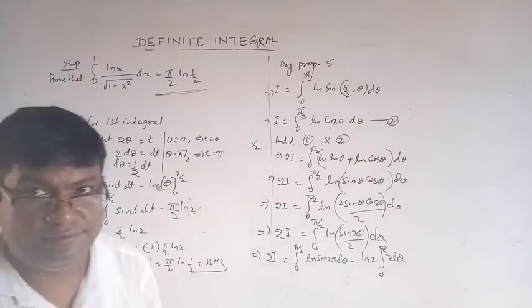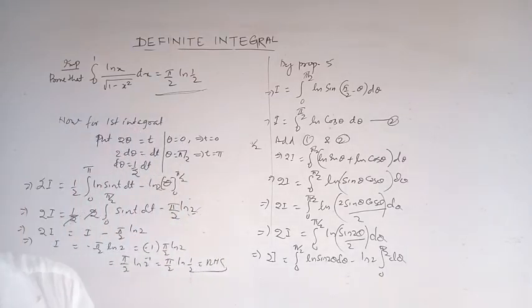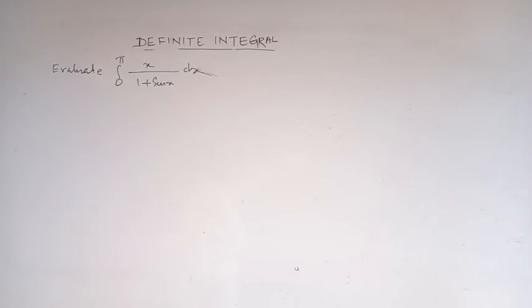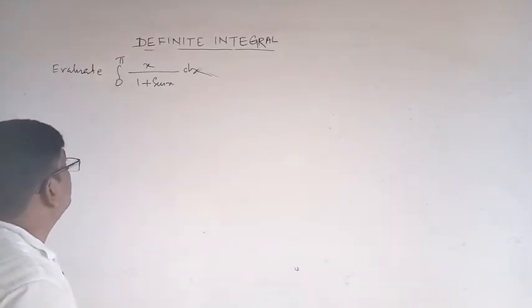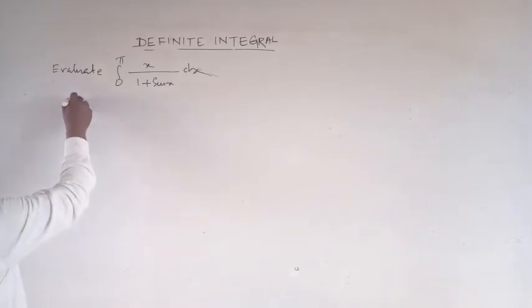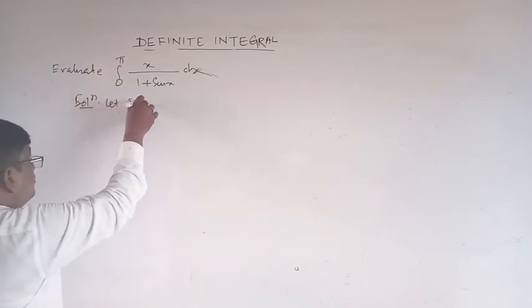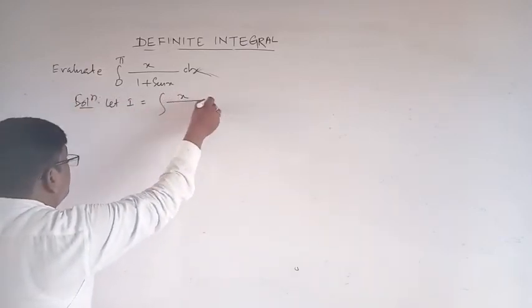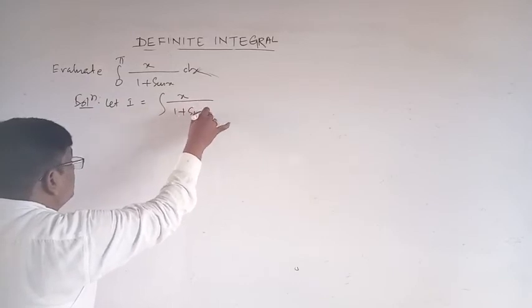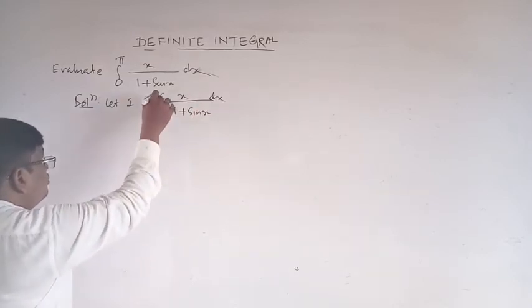This is the question. Another important question: evaluate the integral from 0 to pi of x by 1 plus sin x dx. Solution: let I is equal to integral of x by 1 plus sin x dx, and the limit is 0 to pi.